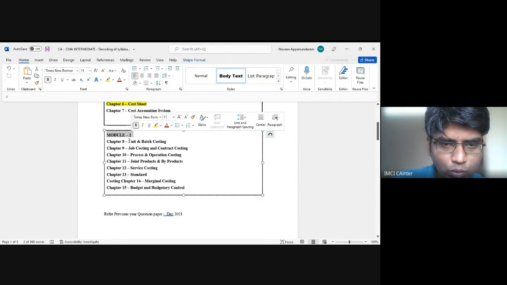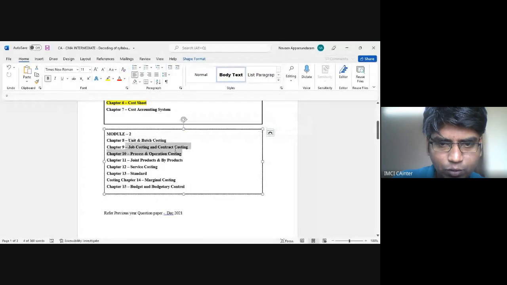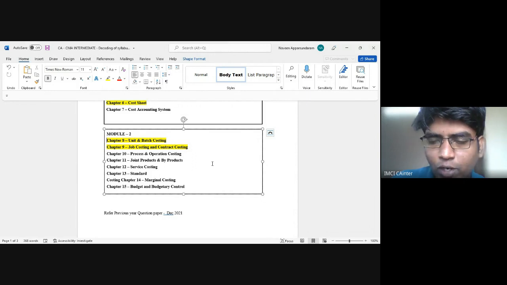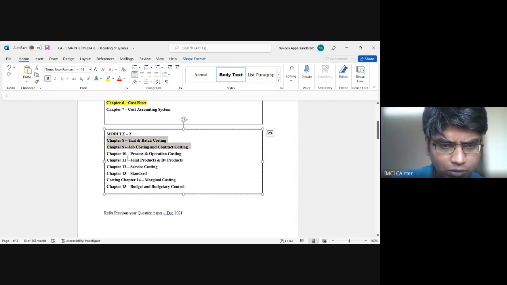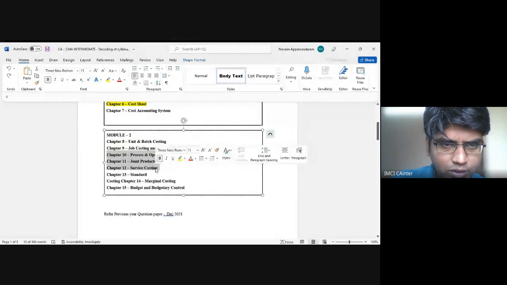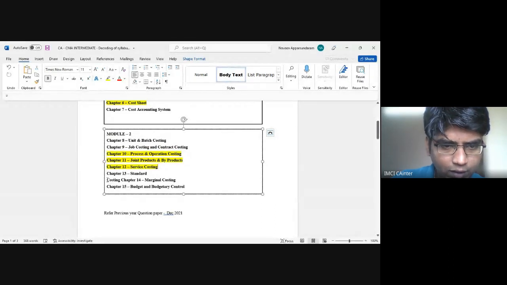Under module 2, unit and batch costing, job costing, and contract costing. This I can call a cluster. Alternative times, every time you're getting sums from either batch costing, job or contract costing. Service costing is predominantly a very important chapter, or unit, batch, or job costing; predominantly every alternative time the question has been asked from that chapter. So again, these 3 are very important, and then the last 2 chapters.